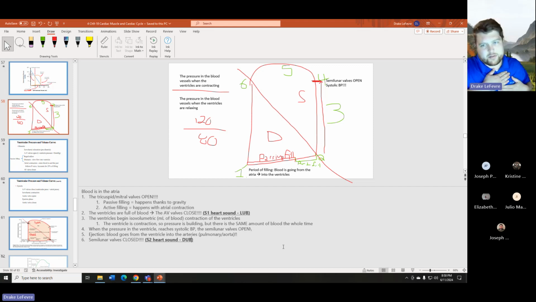AV valves close, semilunar valves close. Like that. And if we slow this down, physiology, we slow things down a lot and look at the nitty-gritty details.